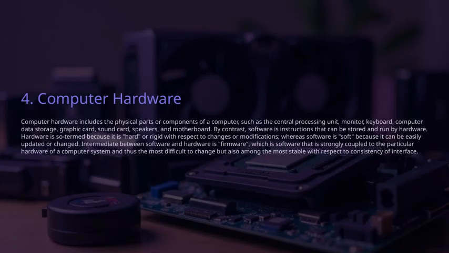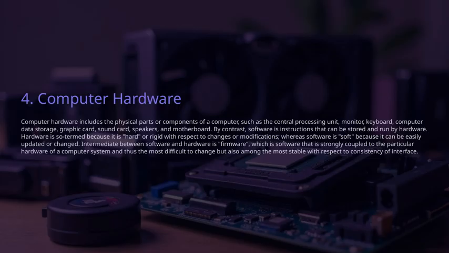Let's talk about computer hardware, which refers to all the physical parts of a computer. This includes essential components like the Central Processing Unit, or CPU, which acts as the brain of the computer, as well as the monitor for display and the keyboard for input. We also have data storage devices that keep your files safe, and graphics and sound cards that enhance visual and audio performance. The motherboard is like the backbone, connecting all these parts together. Now, it's important to distinguish hardware from software. Hardware is the physical, tangible part, what you can actually touch.